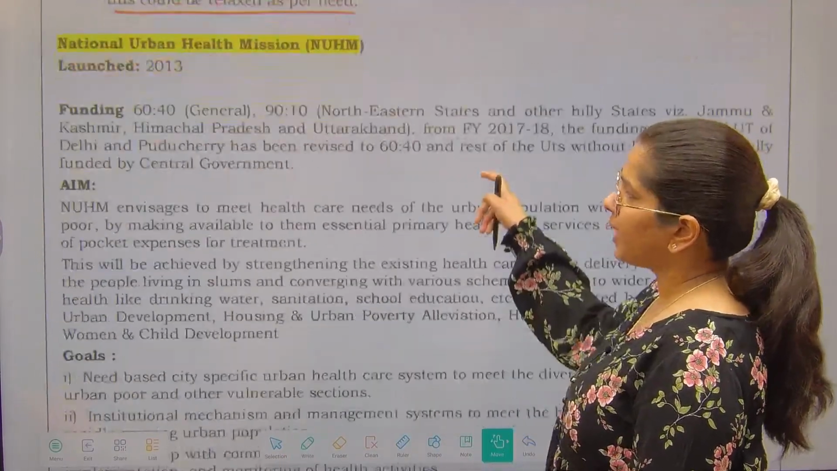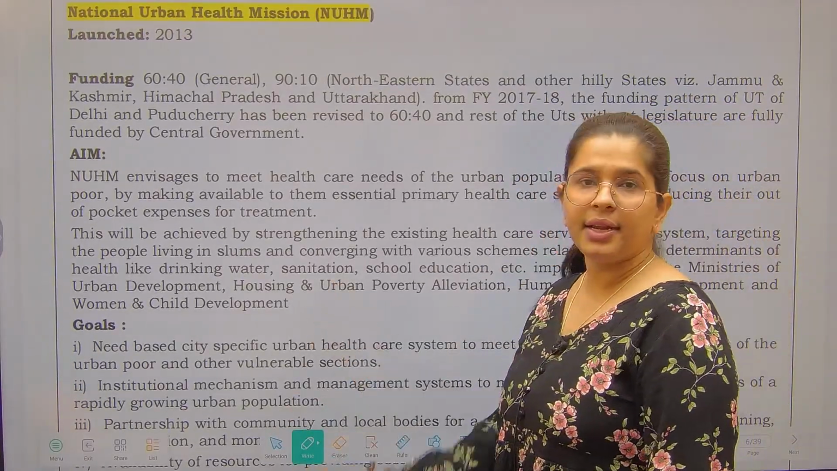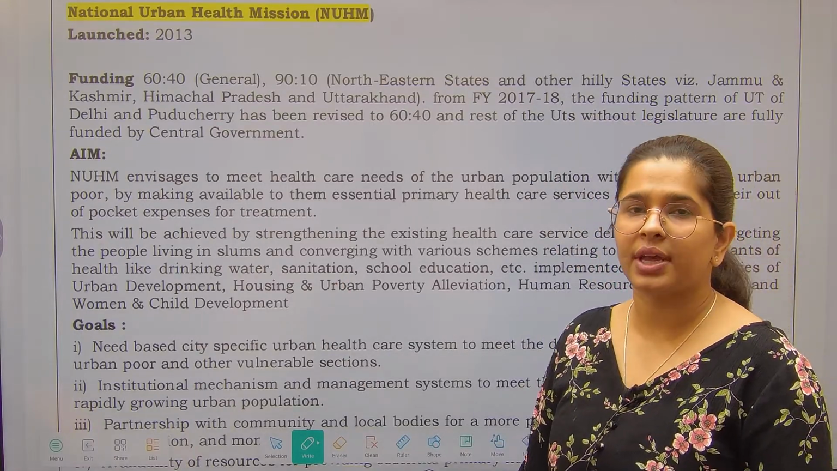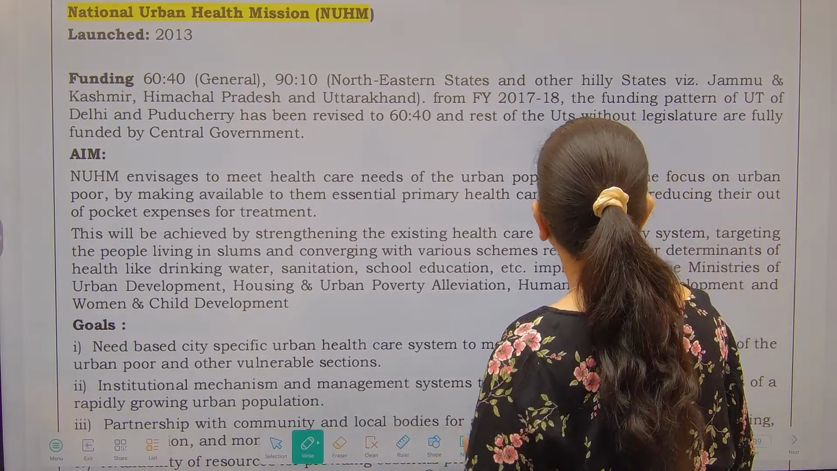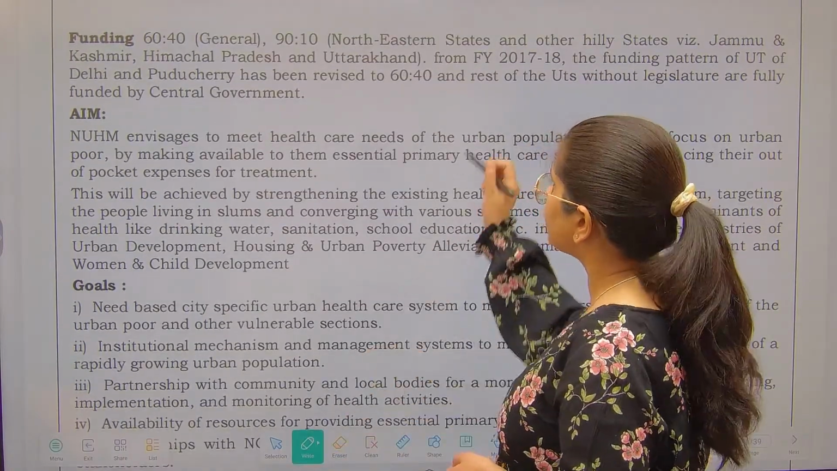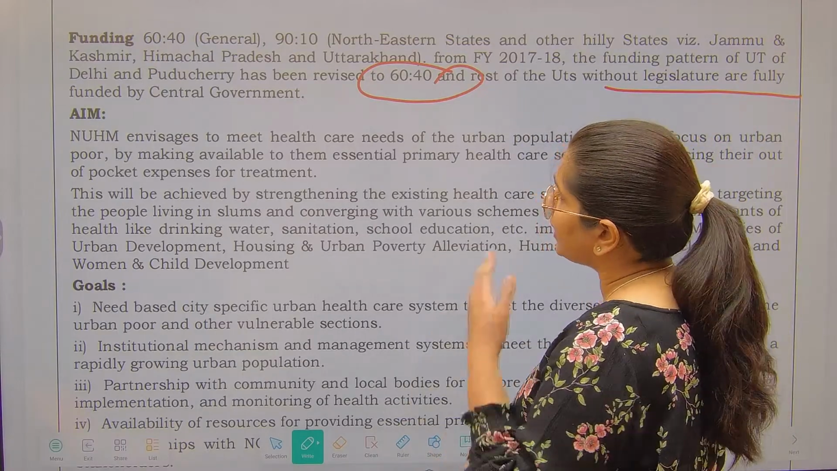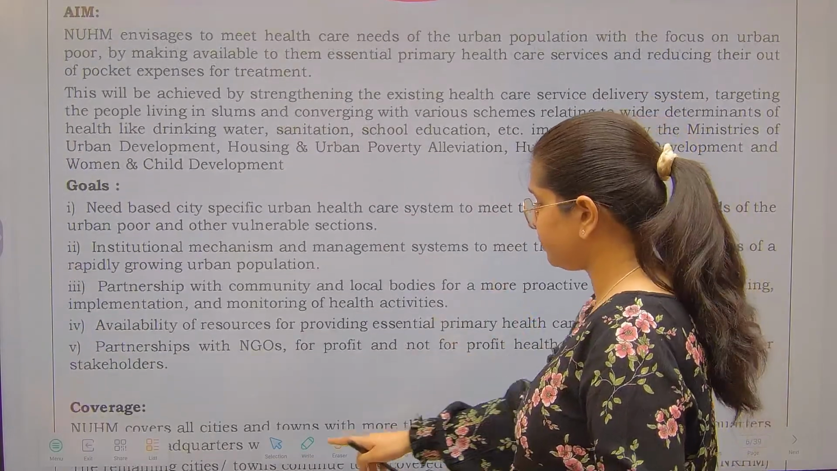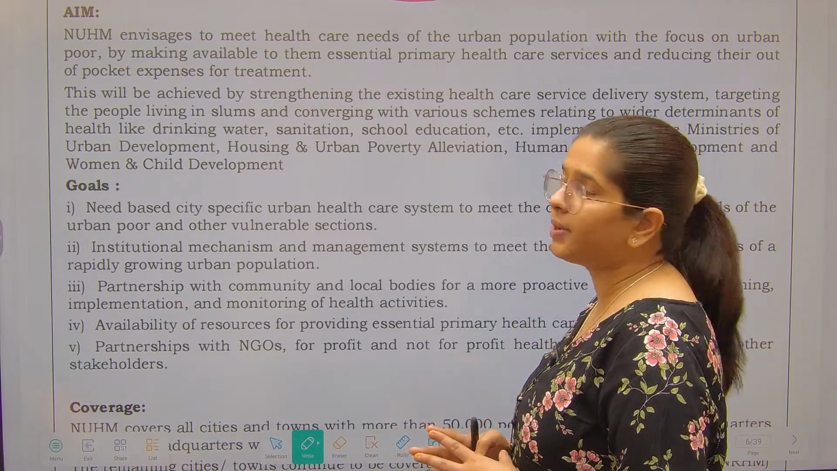Next is Urban Health Mission. Launched in 2013, funding you can see 60-40 is the funding for the general states, 90:10 for northeastern states, as well as 100% for the UTs, right? For Delhi and Puducherry, they have revised it to 60-40, and the rest of the UTs without legislature, these are fully funded by the central government. Next is, what are the goals of this particular National Urban Health Mission?